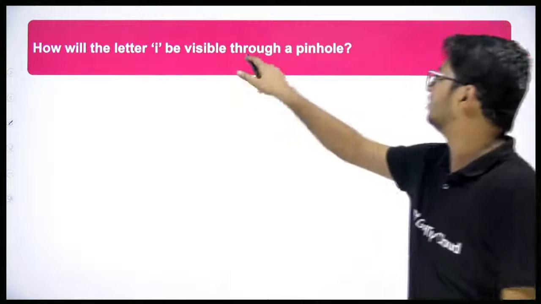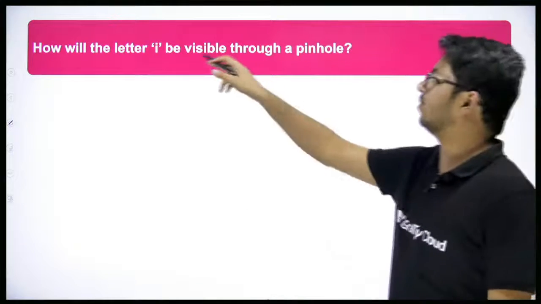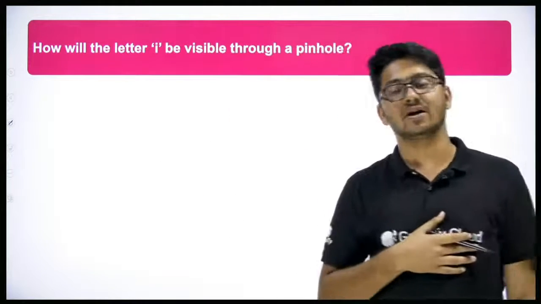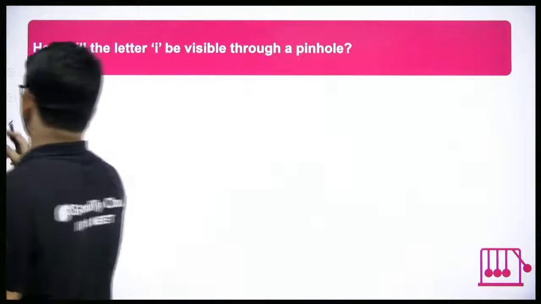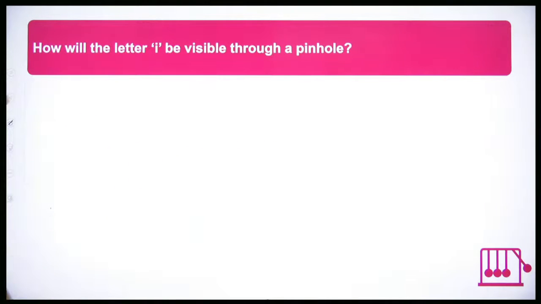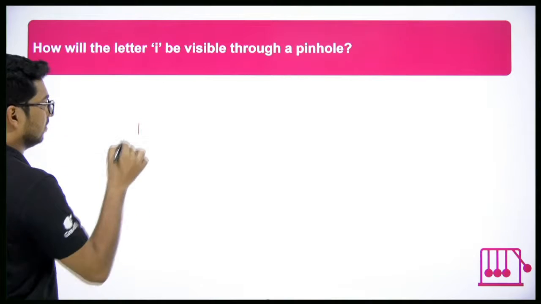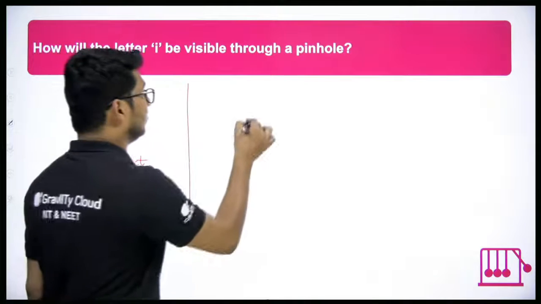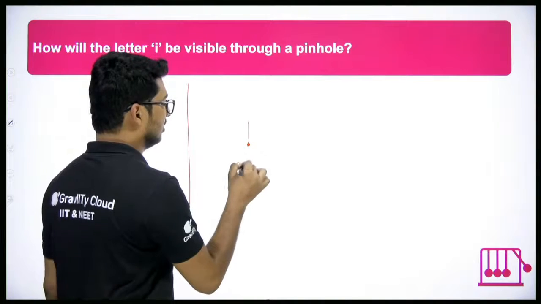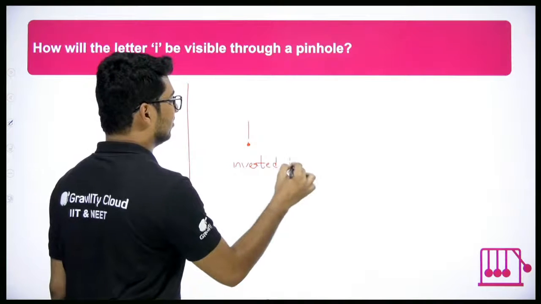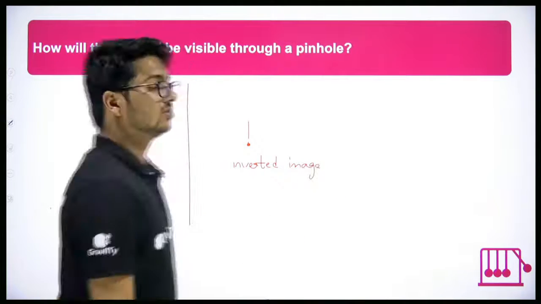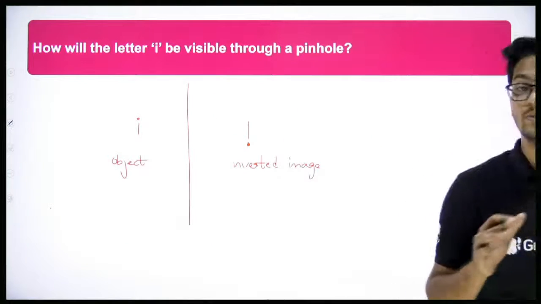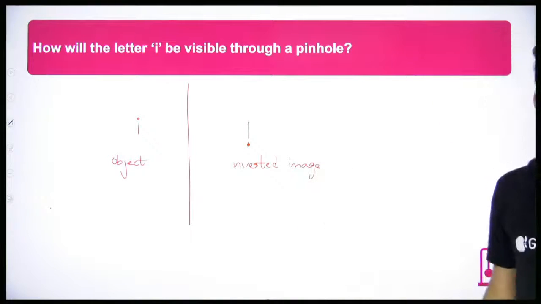Next, how will the letter I be visible through a pinhole? And we need a small case letter i. So how will it be visible using a pinhole? Remember the properties of the pinhole. So here, i is the object. Then what about the image? The image will be inverted. So if I do it upside down, this becomes the image, an inverted image. So here the dot is at the top, and here the dot comes to the bottom. So this is the inverted image.